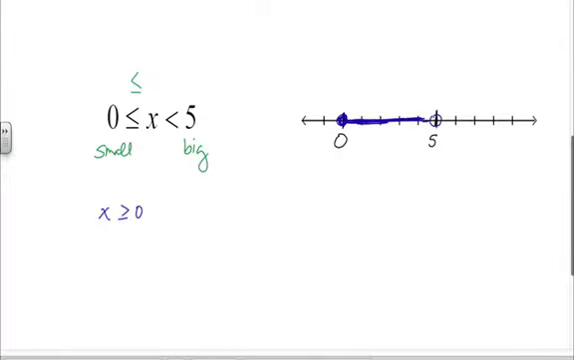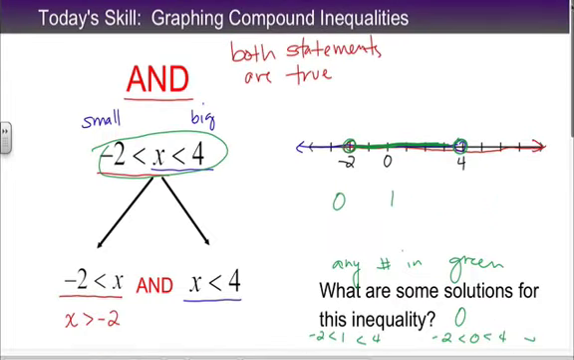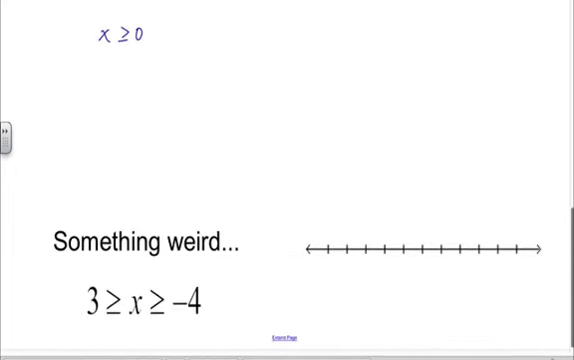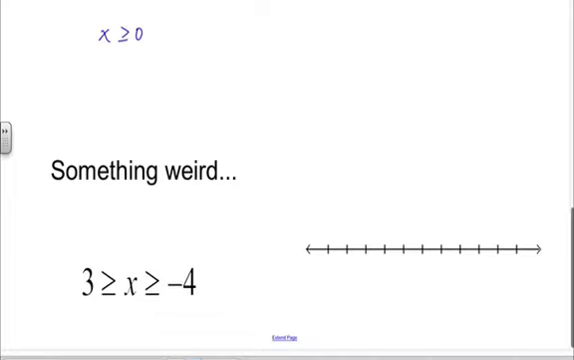So another thing that you might want to think about when you have an AND situation, you're always going to be graphing between the two endpoints. So you're going to find those two endpoints and then graph all of the values in between them. Okay? Now I just wanted to go over something weird here, something that I would like you to watch out for, especially when you get into solving your equations.